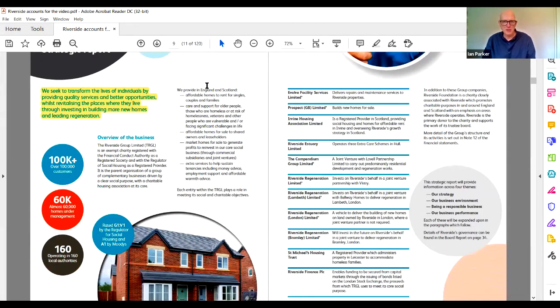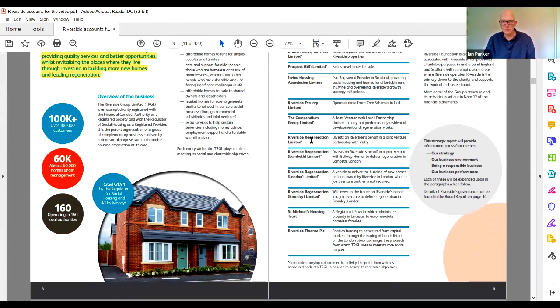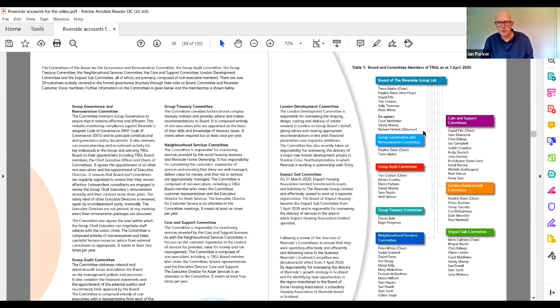If we go to page 9, it explains what the structure of the organisation is. Whole details are there of all the subsidiaries and the group company as well. And if we go to page 36, you've got details of the board and committees and the members of each of those forums as well. As I've said before, tenants, employees and new employees should want to know about that information.